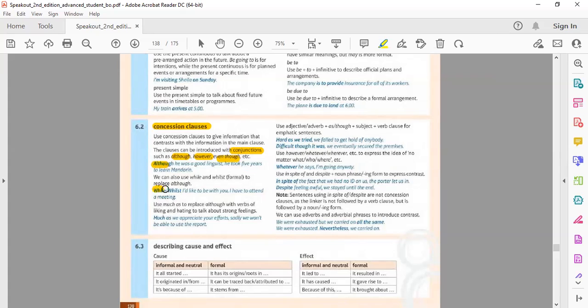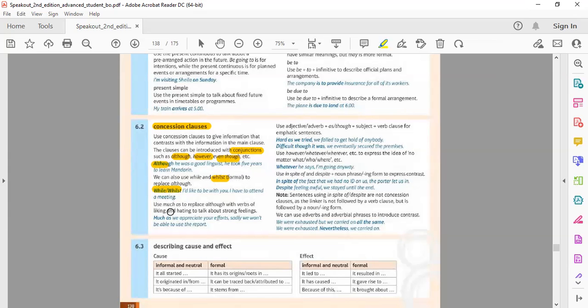All right, we have something called while and we have whilst. Look, they both mean something very similar. While or whilst I'd like to be with you, I have to attend a meeting. So we can use while and whilst. Whilst is a little bit more formal to replace although here. Although can be replaced by while.